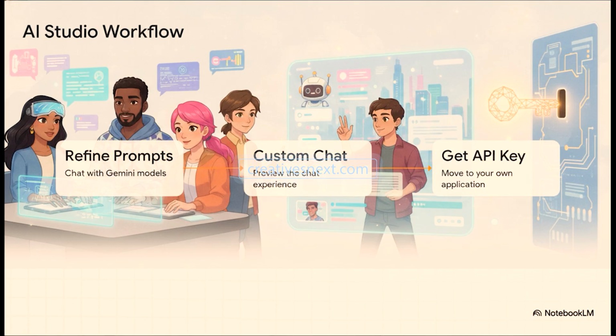To really break this highly technical concept down into something actionable, just look at how incredibly simple this workflow is. Step 1, you refine your prompts by chatting directly with Gemini. Step 2, you build your custom chat interface by defining the AI's role, and you actually preview the entire experience right there in your browser. And Step 3, you generate a free API key to seamlessly move your prototype straight out of AI Studio and into your own application. Seriously, you go from a rough idea to a functioning API key incredibly fast, and you do it before a single line of traditional code is ever written.